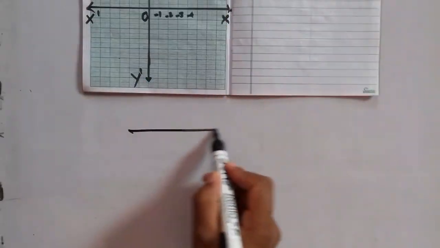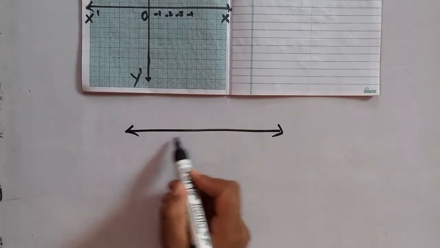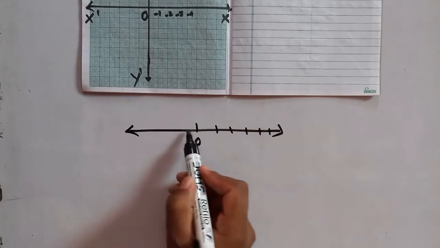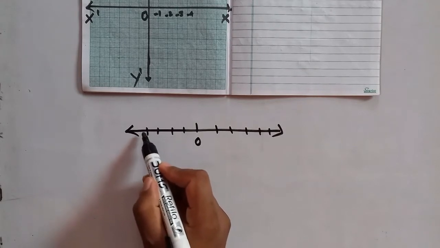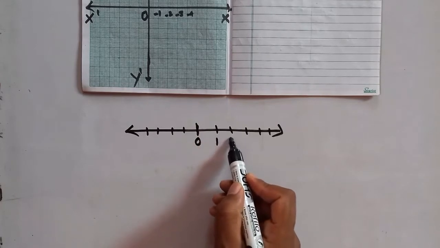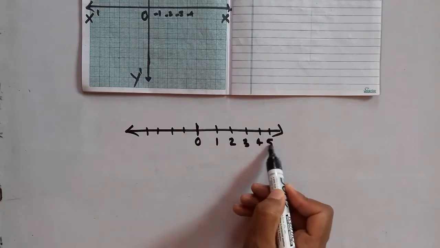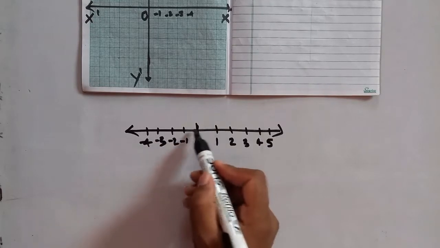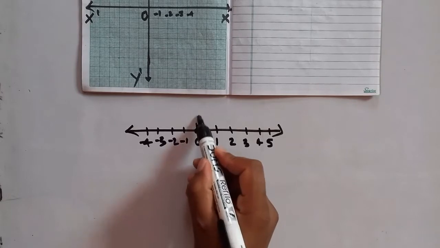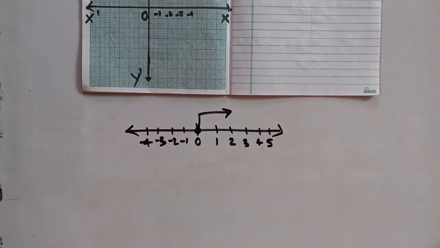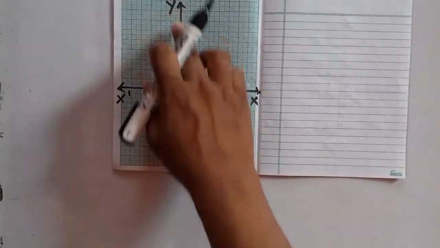Like this number line, we have studied from junior classes: 0, 1, 2, 3, 4. The numbers are written on equal gaps or equal intervals like this: 1, 2, 3, 4, 5, -1, -2, -3, -4, and we used to plot like this using arrow. This type we have done in junior classes, and the same type of two number lines we use here.